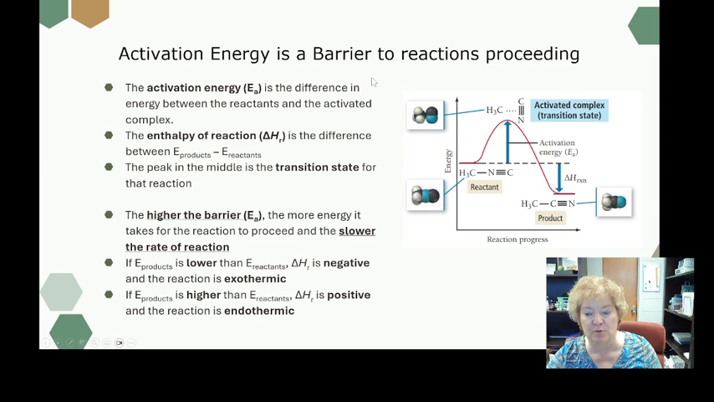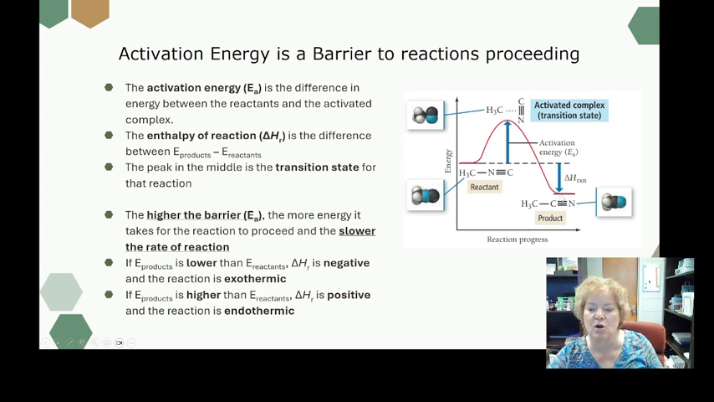So for the change in enthalpy or the change in energy, we're looking at the energy of the products minus the energy of the reactants. And so we will see that in this case, we have the delta H. The products are lower in energy than the reactants, so it gives off energy. And so this would be a negative delta H, and it would be an exothermic reaction.